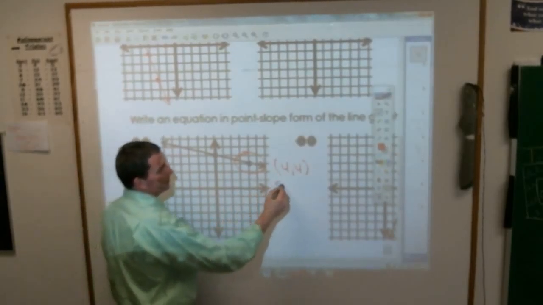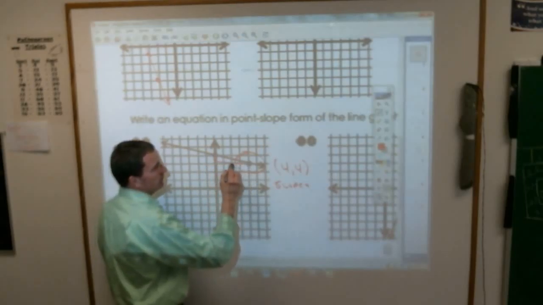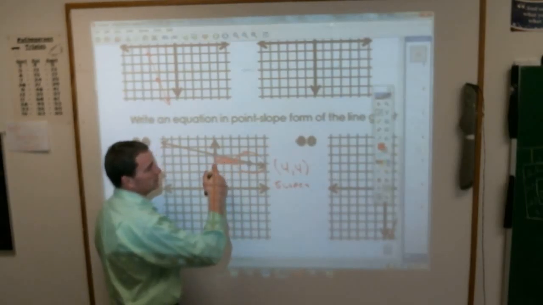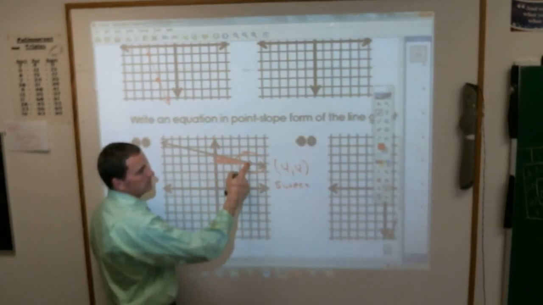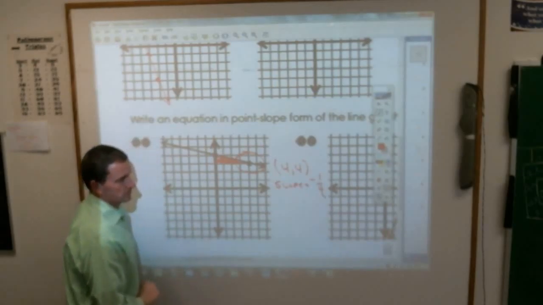What is the slope I'm going to use? Well, make this triangle here. What is the slope of this triangle? It goes up 1 over 4, and it's going downhill, so the slope is negative 1 over 4.